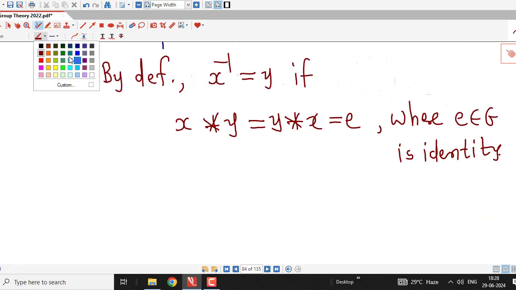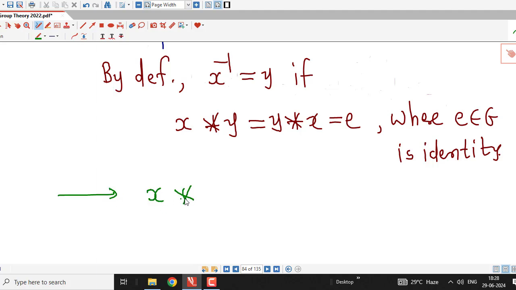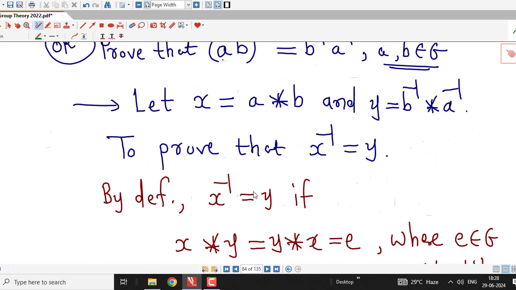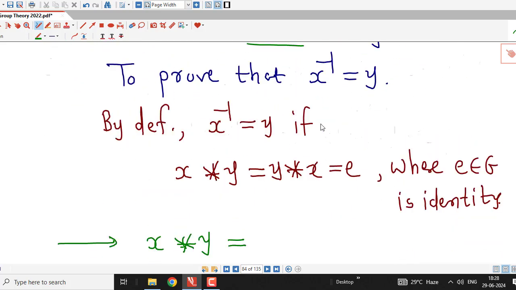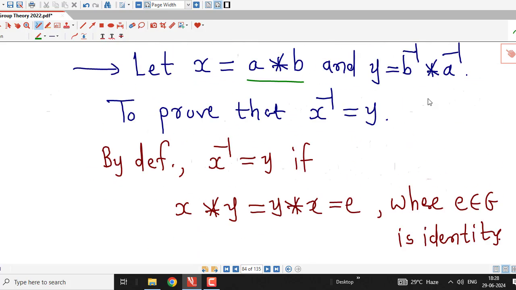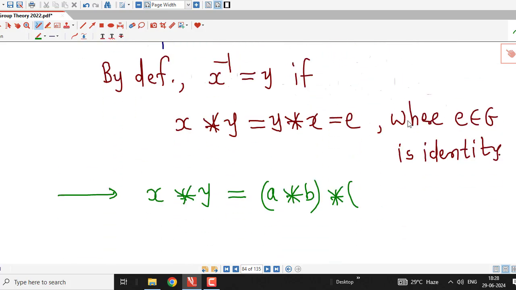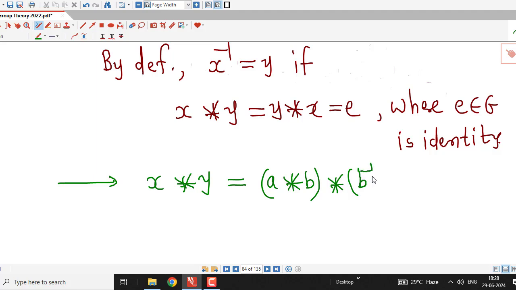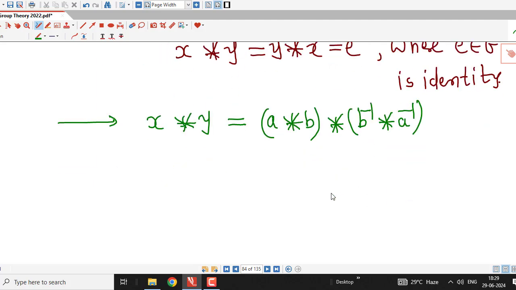So now I start by considering this X star Y. First I will show that X star Y equal to identity element. What is X? X is A star B. So here I write A star B, and Y is B inverse star A inverse. So let me take Y equal to B inverse star A inverse.